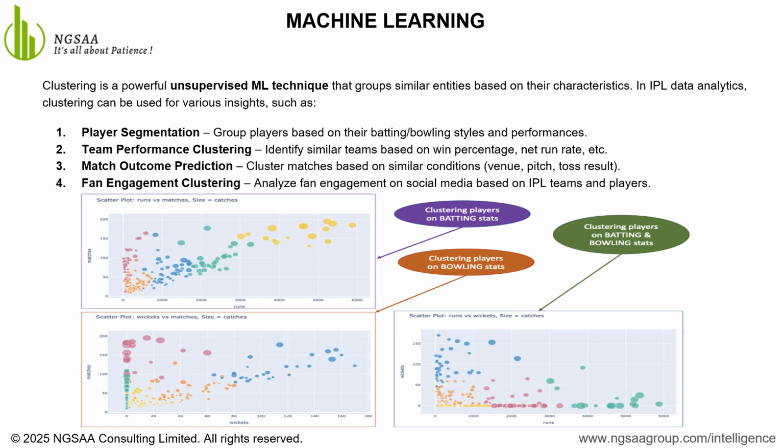Match outcome prediction. Matches are clustered based on venue, pitch conditions, and toss results. Example, matches played on Chennai's spin-friendly pitch are analyzed separately from high-scoring Mumbai grounds. Fan engagement clustering. Social media analytics use clustering to analyze fan reactions for IPL teams and players. Example, identifying which teams generate the most positive buzz online.